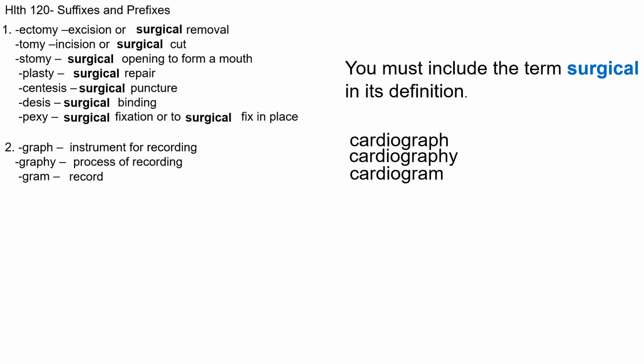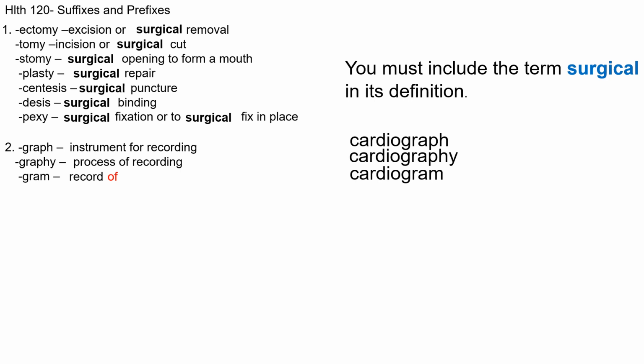So when I look at the term cardiogram, it means a record of the heart. So if I include "of" in my definition for gram, now it makes it easier for me to see it, because too many students will put the word "to" in front of it, and once you say "to record," now you're defining it as graphing.